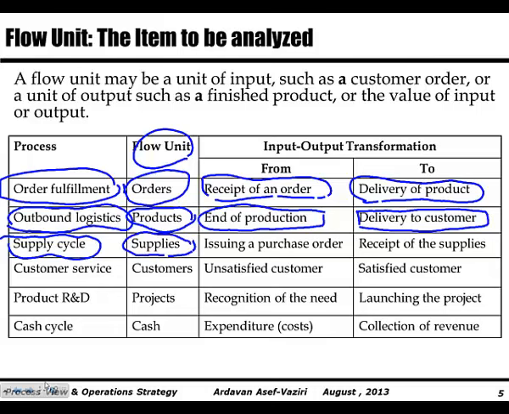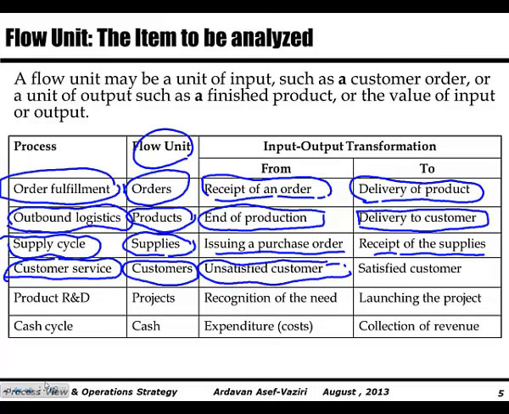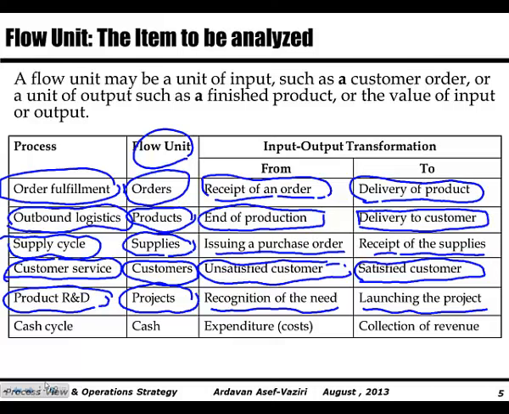The system boundaries, the battery limits of the system, start from issuing a purchase order and end at receipt of supplies. In a customer service process, customers are flow units. They start from the point when an unsatisfied customer shows up until the point where a satisfied customer leaves the system. In a research and development process, flow units are projects. The system starts from recognition of a need and ends at launching the project.